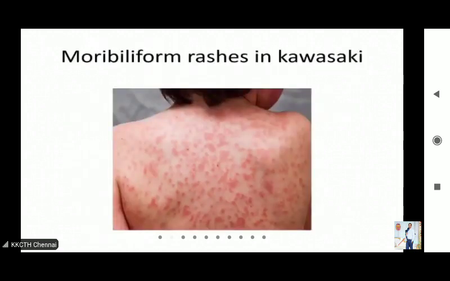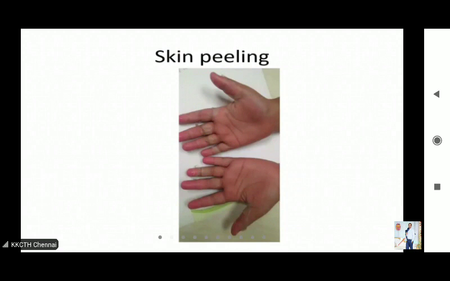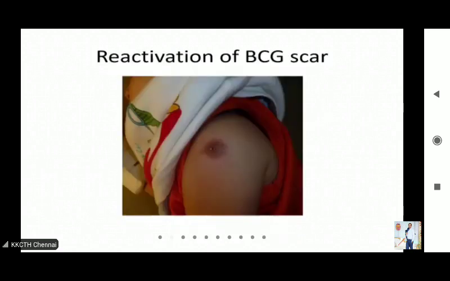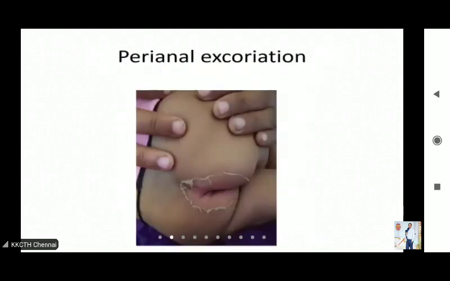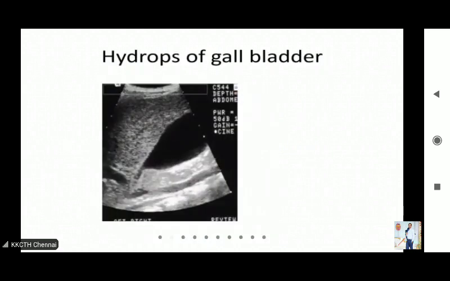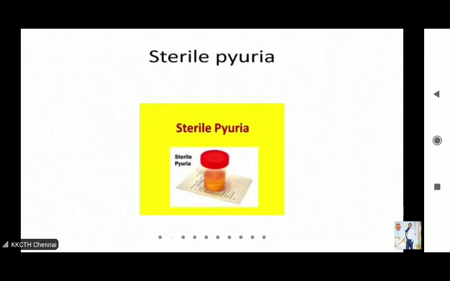So, the sort of rashes that you would see in Kawasaki, apart from the ones mentioned, then again skin peeling, obviously a late feature of Kawasaki. Apart from the ones that are part of the criteria, there are certain other clinical features that are highly suggestive of Kawasaki or almost indicate Kawasaki and nothing else, but they are not part of the criteria. For example, a child presenting with PUO and reactivation of the BCG scar, a child presenting with PUO and perianal excoriation, a child presenting with PUO and ultrasound showing hydrops of the gallbladder, a child presenting with PUO and sterile pyuria.